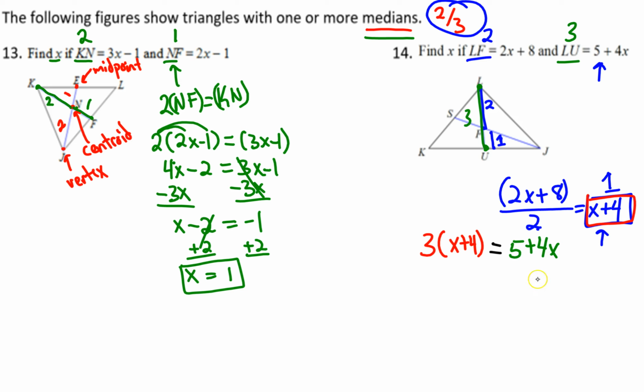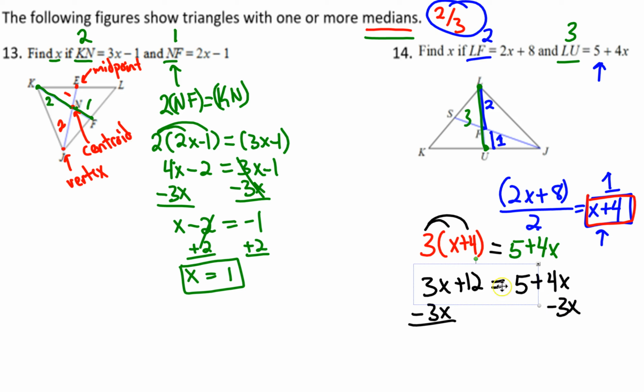Now from here, I would just need to solve this equation by first distributing my 3. And I get 3x plus 12 is equal to 5 plus 4x. Now again, I want to get my x's together, and I always like to try to subtract the smaller x from the bigger x. So if it's a positive 3x, I'm going to subtract it from that side. And got to do the same thing to the other side of the equal sign. So that side cancels. I'm left with 12 is equal to 5 plus 4x minus 3x. So that's just a single x.